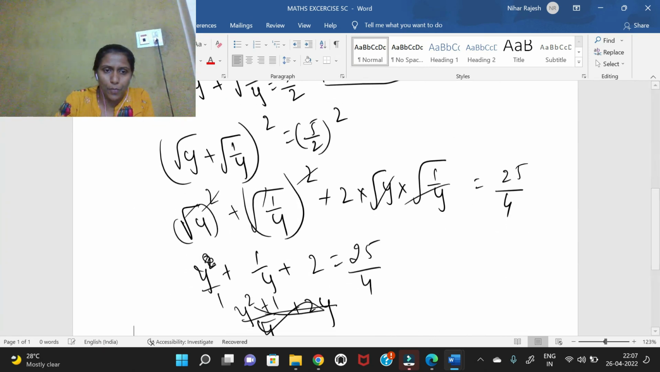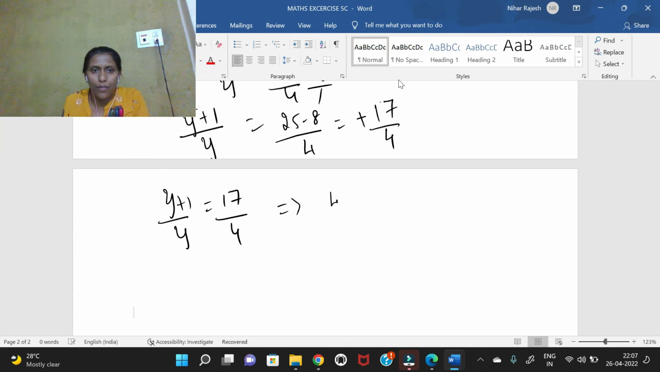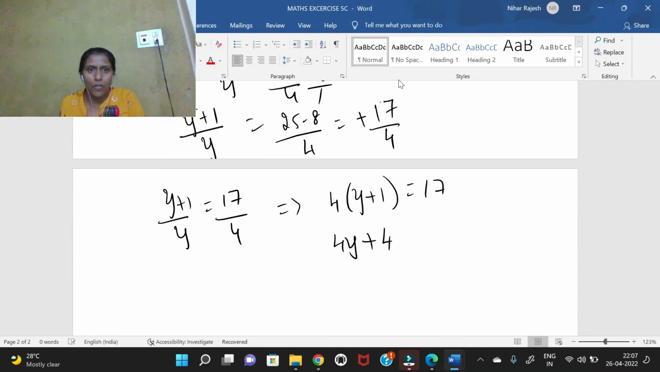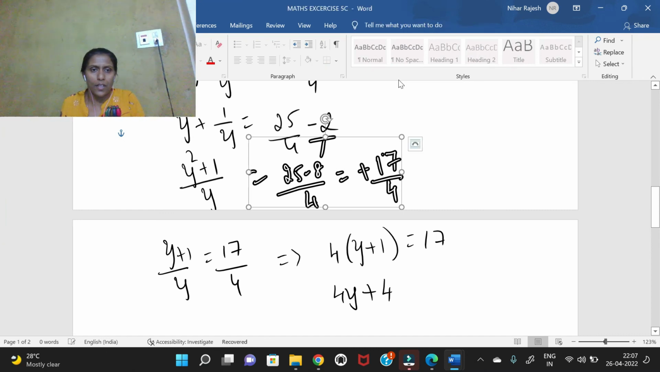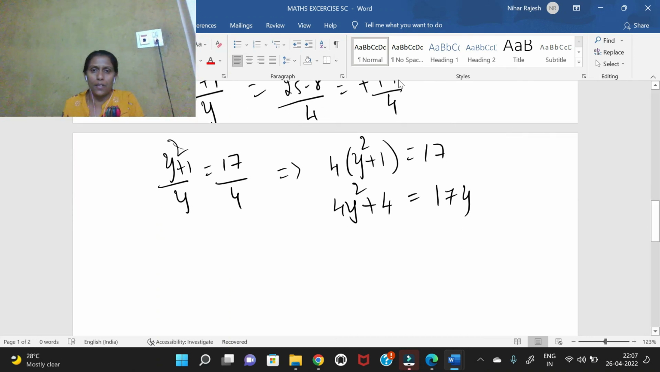So therefore, y plus 1 by y is equal to 17 by 4, which leads me to cross multiplication. Y square plus 1 is equal to 17y by 4. So it is 4y square plus 4 is equal to 17y, which is nothing but 4y square minus 17y plus 4 is equal to 0.